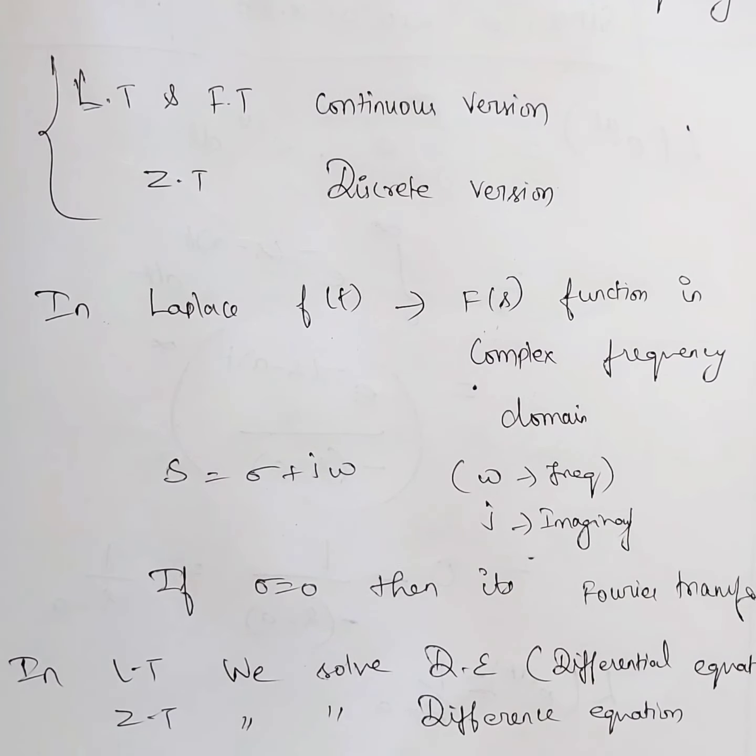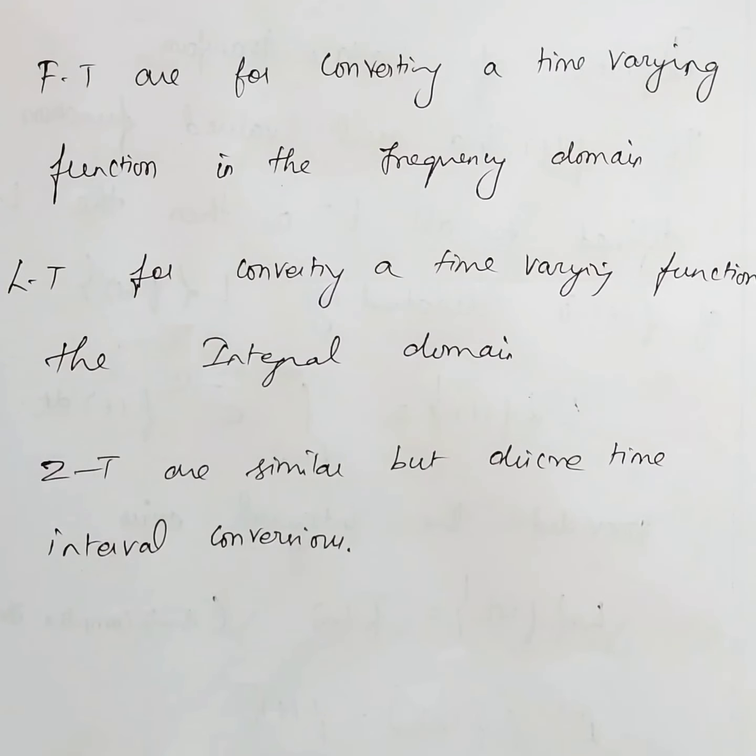So in Laplace transform we solve a differential equation, and by using Z transform we solve a difference equation. So Laplace and Fourier transform both are continuous version, whereas Z transform is used in discrete version. In short, I can say Fourier transform is for converting a time varying function into the frequency domain, Laplace transform is for converting a time varying function into the integral domain, and Z transform is similar, but it's a discrete time interval conversion.